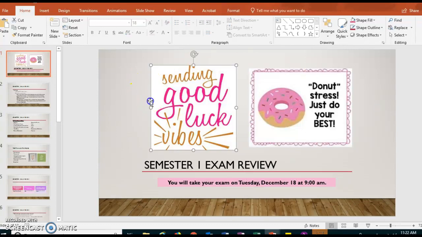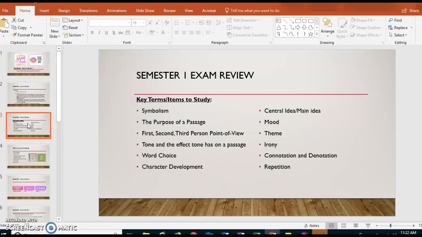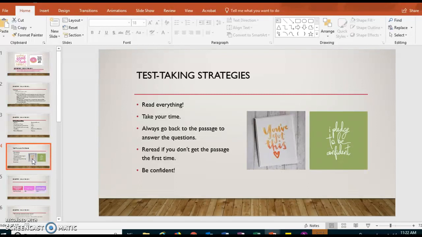So just a reminder, again, you have the freedom to take it at any point on Tuesday morning, but that's when English is set up, Tuesday morning, 8 or 9 o'clock, for you to go in and start your exam for English. So again, 25 questions. It gives you the same information that I just went over, what's going to be on the test. Key terms to study, talked about that.